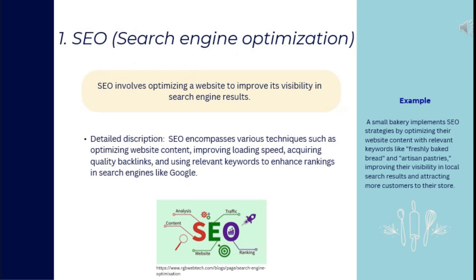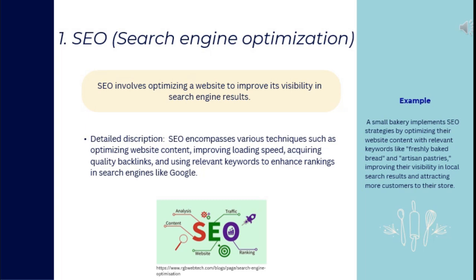SEO, Search Engine Optimization. SEO involves optimizing a website to improve its visibility in search engine results. SEO encompasses various techniques such as optimizing website content, improving loading speeds, acquiring quality backlinks, and using relevant keywords to enhance rankings in search engines like Google.